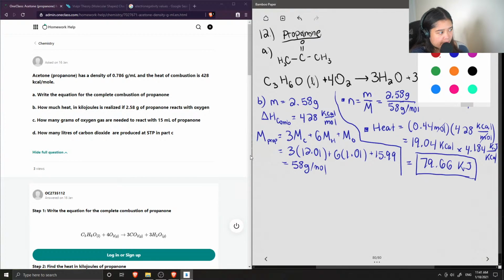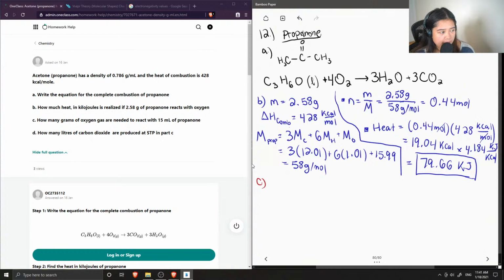Okay, so that's part B. Part C: how many grams of oxygen gas are needed to react with 15 milliliters of propanone? So they give us the density of propanone. So part 1 of this part C is to first find the mass of the propanone in 15 milliliters.